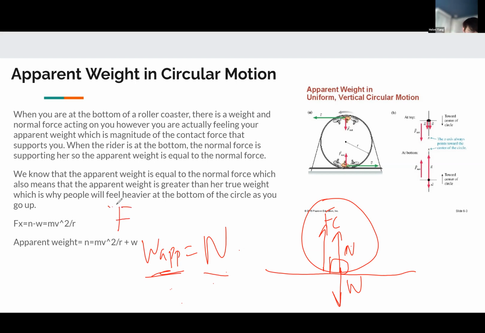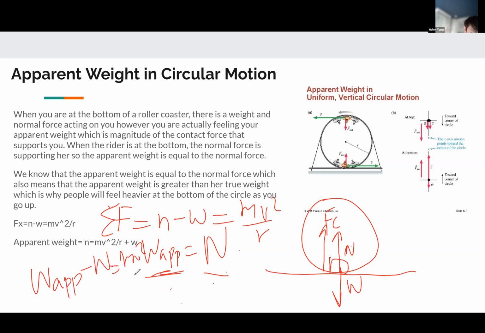The net force is equal to the normal force minus the weight, and the net force is also equal to mv squared over r. And the normal force is equal to the apparent weight. You can say that the apparent weight minus the weight is equal to mv squared over r. So your apparent weight is equal to mv squared over r plus your weight.